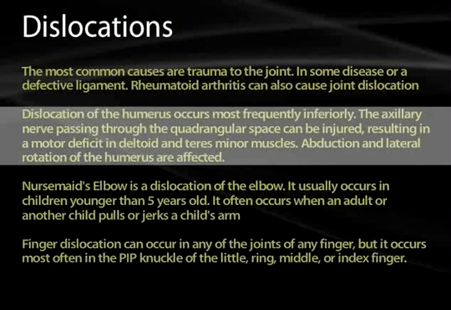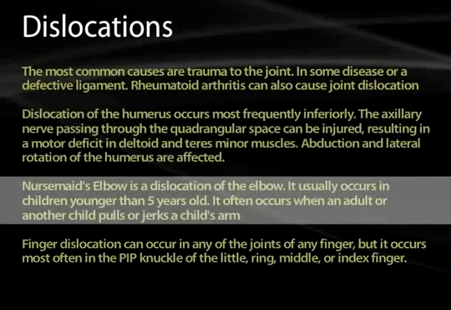This can result in deficits in the deltoid and the teres minor muscles. It affects abduction and lateral rotation of the humerus as well. Nursemaid's elbow is another common dislocation, and this is when typically younger children, before their annular ligament has formed around their radial head, those younger than 5 years old at least, and oftentimes it's from an adult or another child doing an aggressive jerk on the child's forearm, which will actually cause a radial head dislocation.